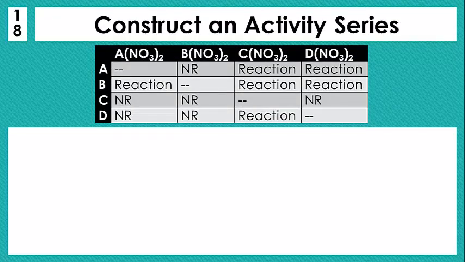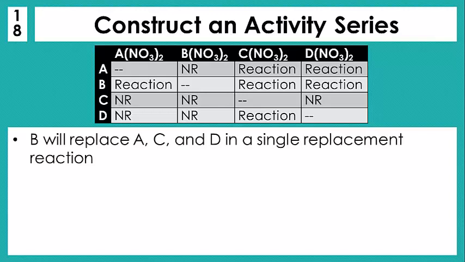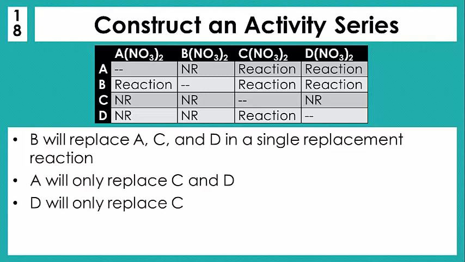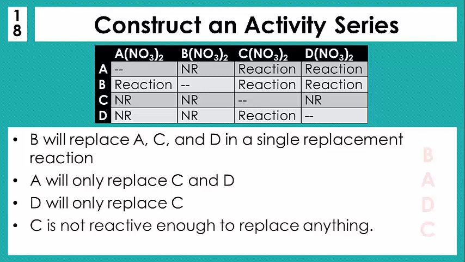Number 18 asks us to construct an activity series based on the experiment data that is given. So B will have a reaction with ANO3, CNO3, and DNO3. So that means that it can replace all of those elements. A can only replace C and D will only replace C. C isn't reactive enough to replace anything. So with most reactions, I've got B as the most reactive metal, and my least reactive metal is going to be C.